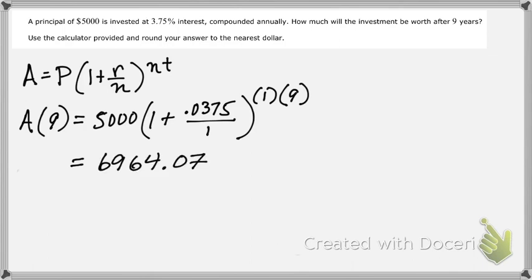And there's the amount. It said round to the nearest dollar. Do pay attention to that. So I haven't rounded it to the nearest dollar here yet. That's what the calculator gave me. And of course, rounding to the nearest dollar, I would say that it's $6,964.